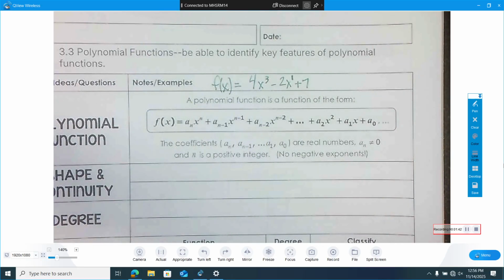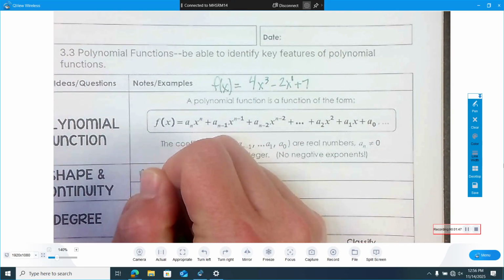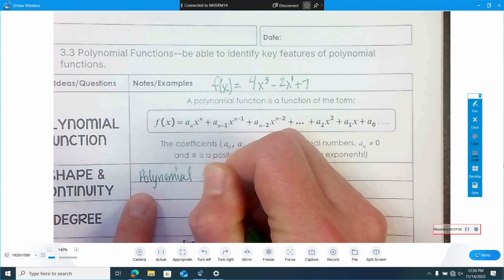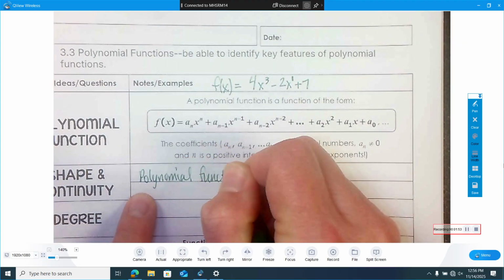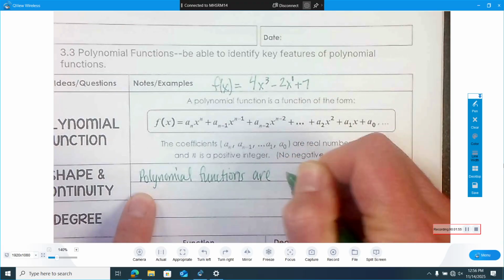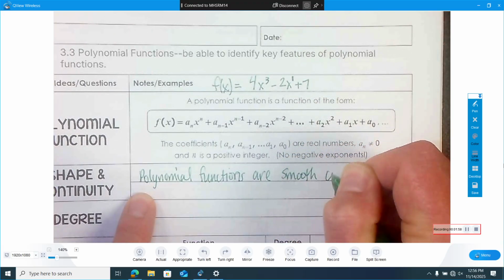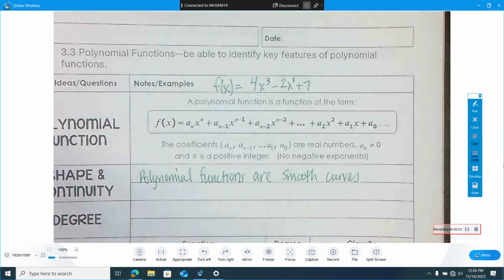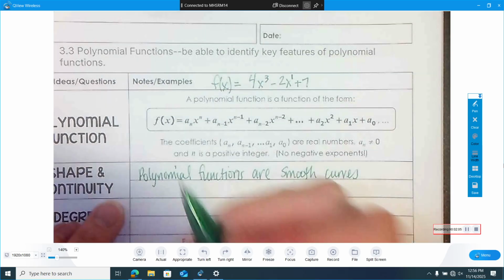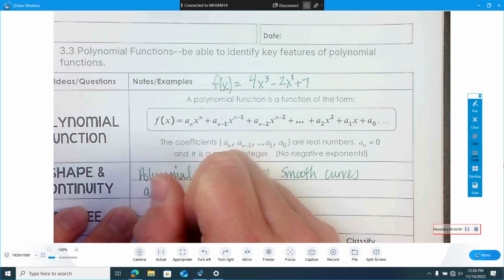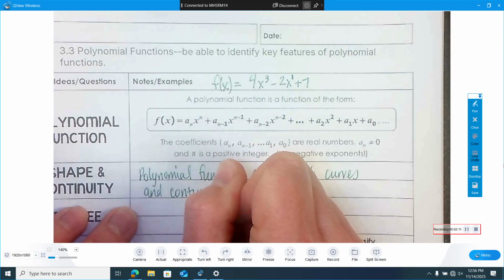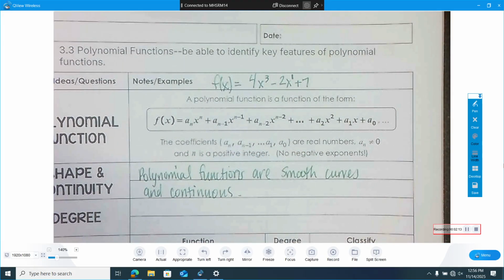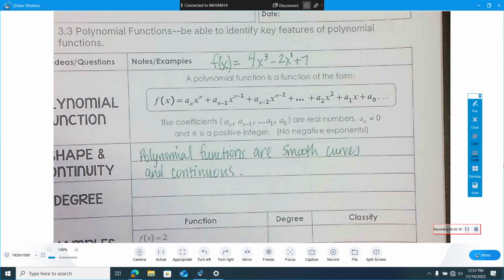All right. So, they are smooth curves. So polynomial functions are smooth curves. Smooth curves, no breaks, no gaps, they are continuous. No discontinuities. They are smooth, gorgeous little things. I love them. I think they're so cool.